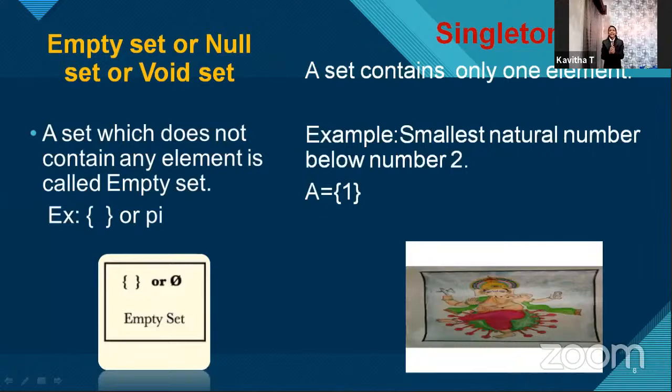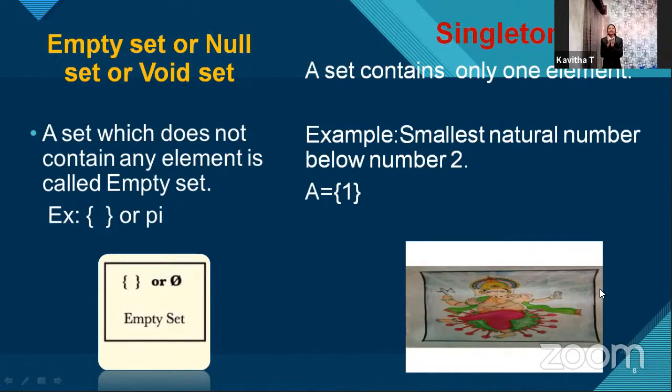Okay. In the slide we have the set of all natural numbers less than 2. Here the natural numbers start from 1. They are asking for the natural numbers less than 2, so set K is equal to {1}. Here you can see an image of Lord Ganesh. How many images do we have? A single image of Lord Ganesh. It is an example of a singleton set.